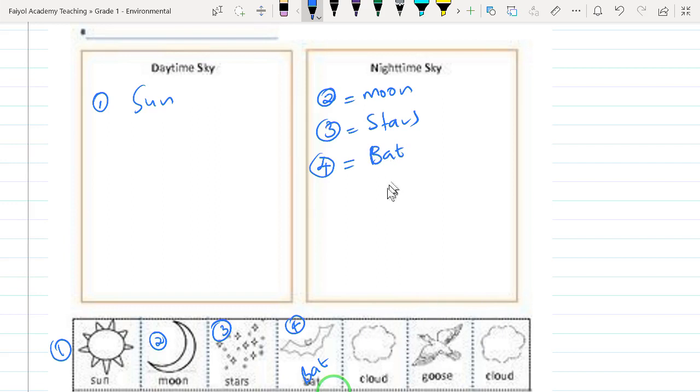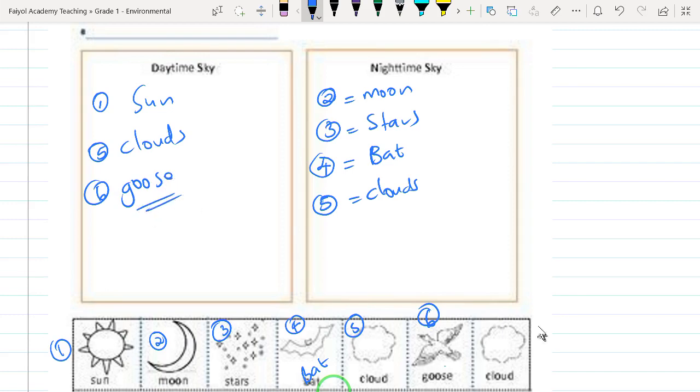What about clouds? Clouds can be seen within number 5. Clouds can be seen at night or during the day. So this number 5 will come here. We can see clouds during the day or at night. So what about goose? Goose, number 6. A goose is an animal that goes during the day. So number 6, we see goose is found during the day.